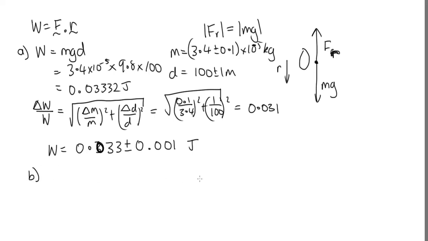Now, for part B, we're asked to calculate the work done by the air resistance force. Now, in this case, the air resistance and the displacement have opposite directions, and so we're going to get a negative answer. So this is going to be exactly the same, but with a negative answer. So we'll have work is equal to minus 0.033 plus or minus 0.001 joules.